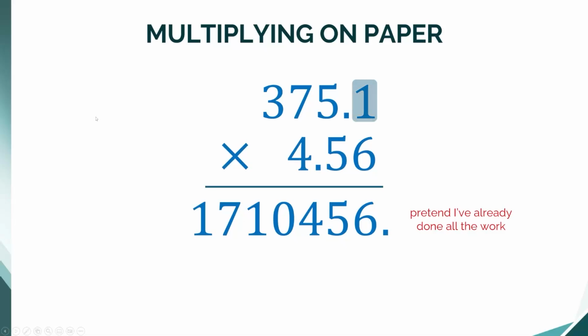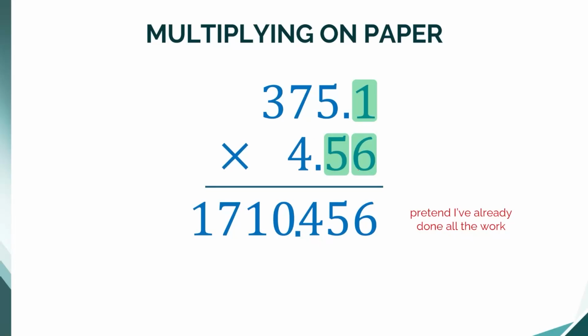So check this out. Notice here that to the right of the decimal, we have 1 digit. And then over here, we have 2 digits. So how many digits do we have to the right of the decimals? It's going to be 3. So what we do is we just move the decimal over 3 spots. So 1, a 2, and a 3.